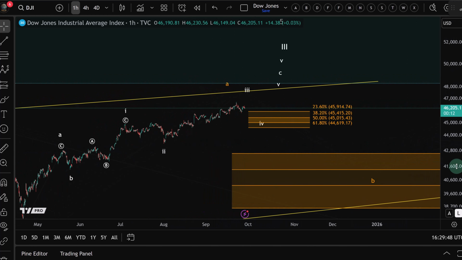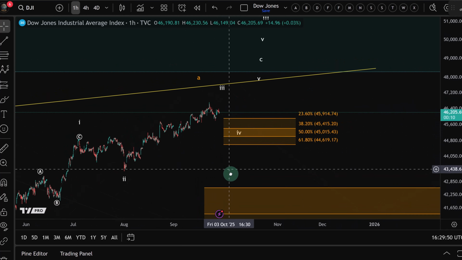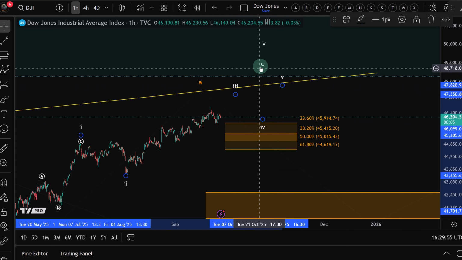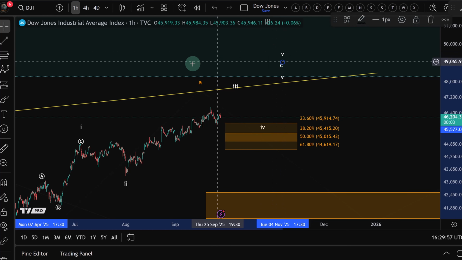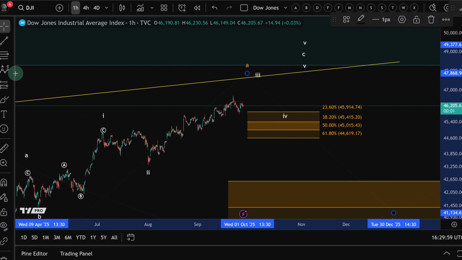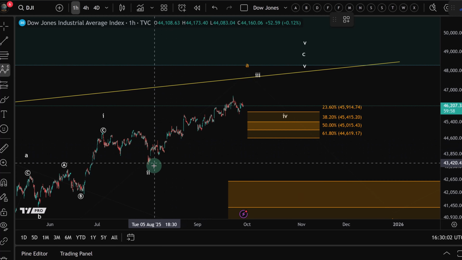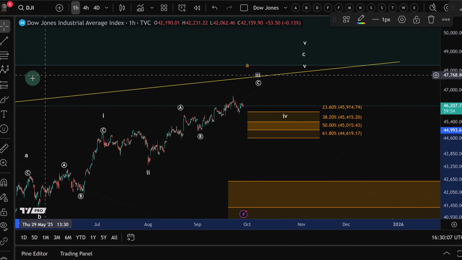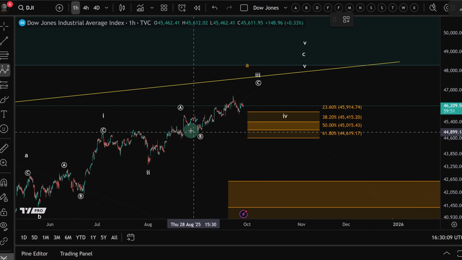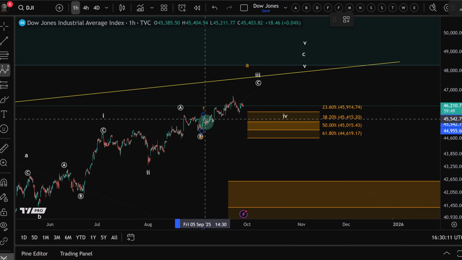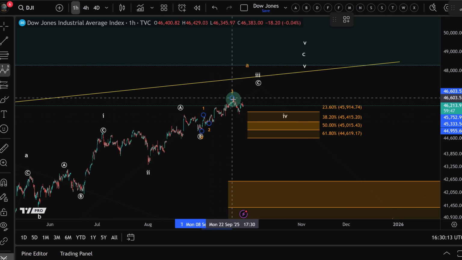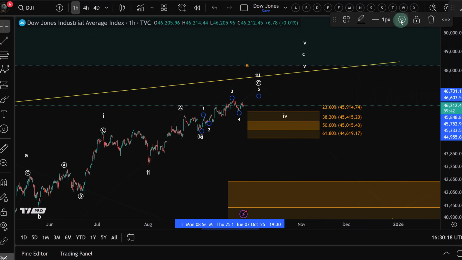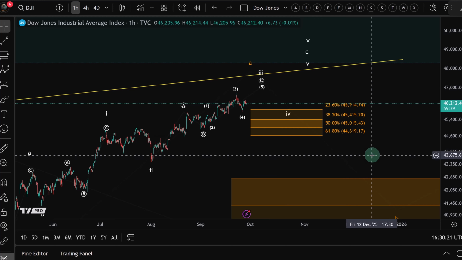If we go to the microstructure now, then it's important to understand that in any diagonal pattern, the third wave would have to be an ABC structure, right? At least in an ending diagonal, that is kind of a must. So my view is this here would be wave A, wave B, wave C. And then the C wave should be a 5-wave pattern. So best I can tell is this is wave 1, this is wave 2, this is wave 3, this is wave 4. Maybe we get here one more high in wave 5. But this is really just micro counting now.